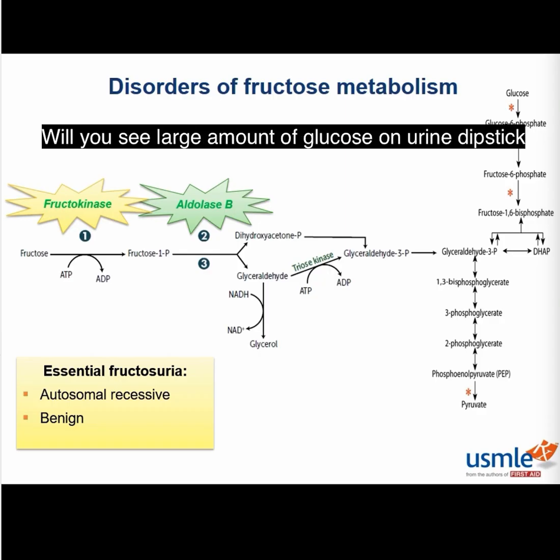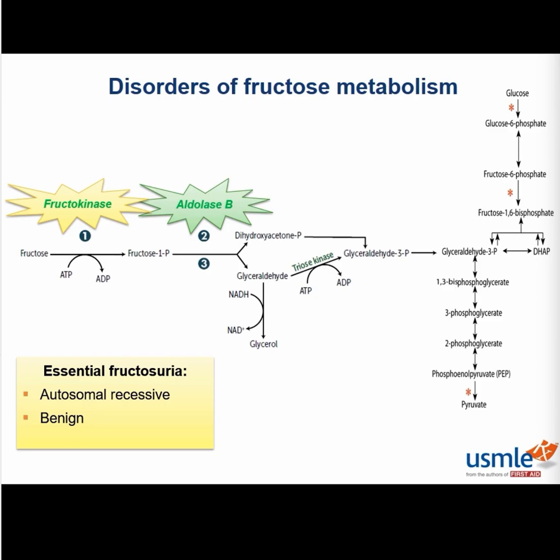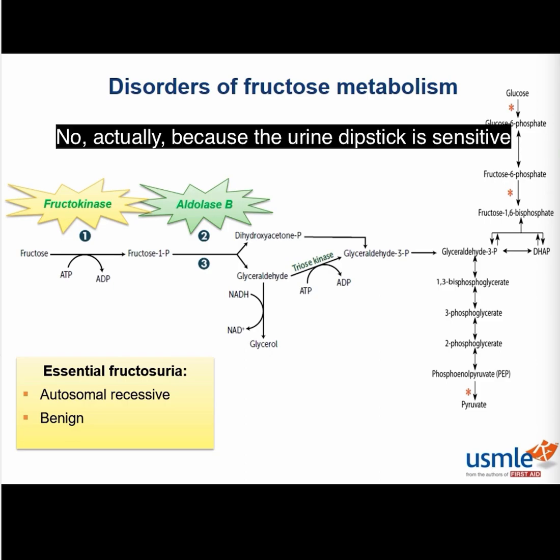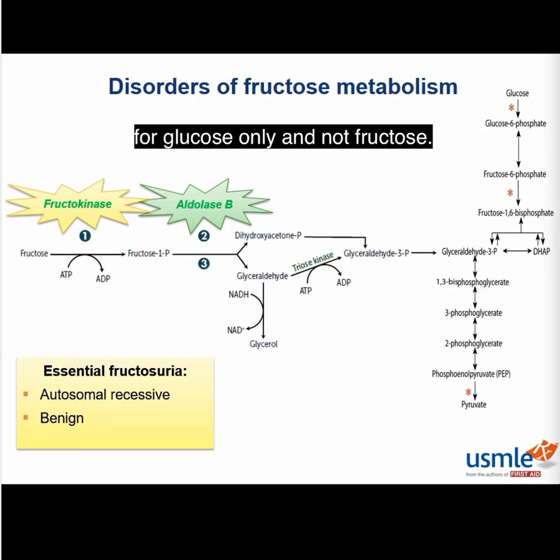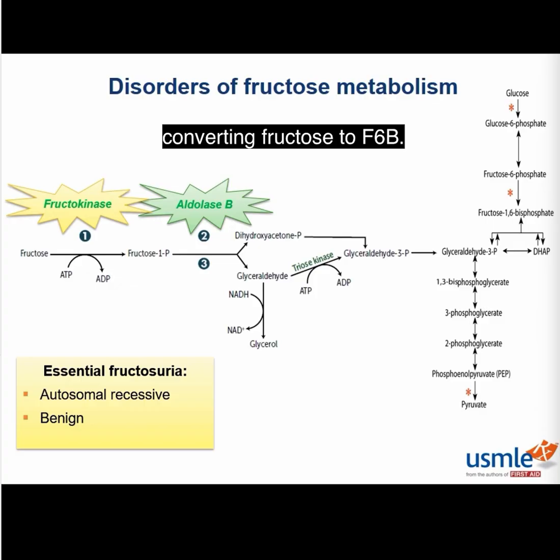Will you see large amounts of glucose on urine dipstick in patients with essential fructosuria? No, actually, because the urine dipstick is sensitive for glucose only and not fructose. In these patients, hexokinase becomes the primary pathway converting fructose to F6P.